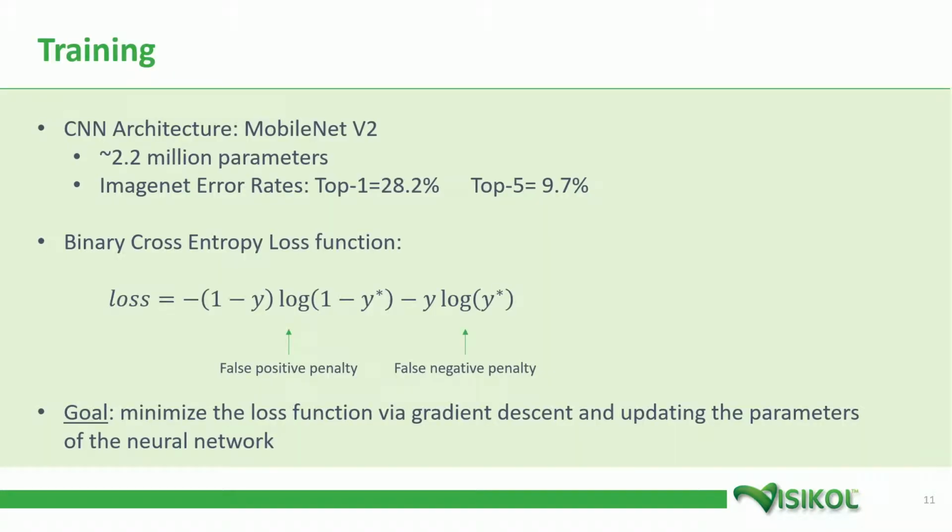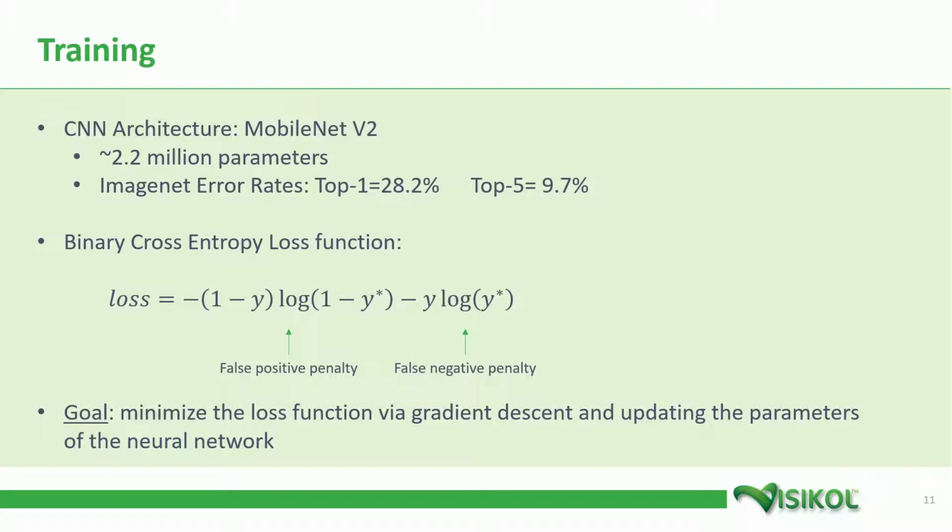We utilize the CNN architecture MobileNet v2, which is a parameter-efficient architecture and features significantly less computations compared to some of the deeper architectures such as the ResNet or VGG variants. We use a binary cross-entropy loss function during training. What this loss function does is help update the parameters of the neural network by penalizing wrong predictions.